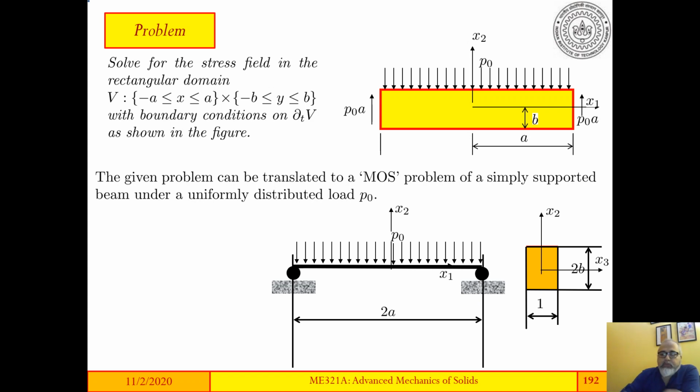Okay, so first problem on Airy stress functions. What we plan to do is we have this beam. This yellow thing is the beam. It is our V, and the red line is delta V.